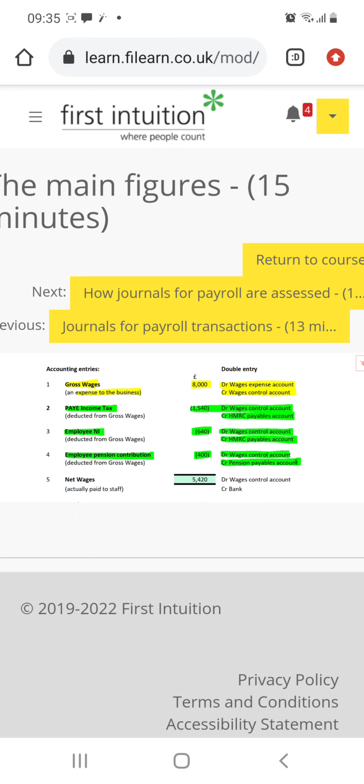Now, having deducted tax, national insurance, pensions, I then get left with a net wage figure, 5420, which is what I'm going to physically pay out to staff. So again, I'm going to debit the wages control account now to reduce that down, and credit the bank. This is the money that will physically, at the end of the month, leave my bank account and go to the employees.